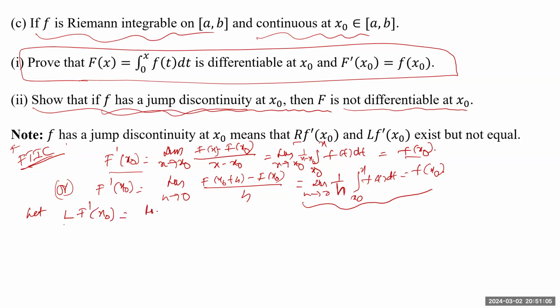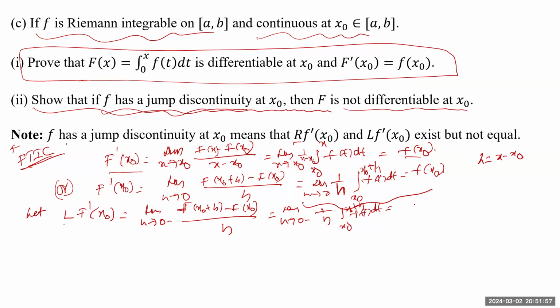is equal to the limit as h tends to 0 from the minus side of F of x naught plus h minus F of x naught over h. I can say that is the limit as h tends to 0 minus of 1 over h times the integral from x naught to x of f of t. Of course, you have to change the limits of the integral here to x naught to x naught plus h. When we take h equal to x minus x naught, the limits automatically change, right? So this is f of t dt, which generally we can say is f of x.